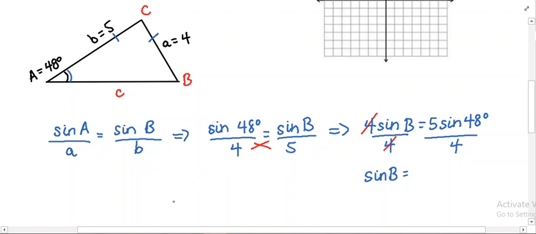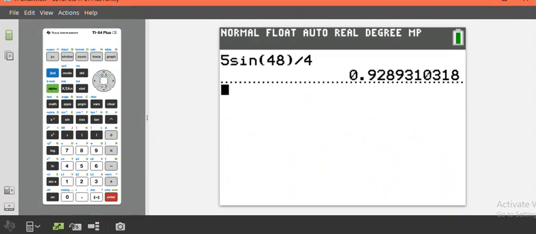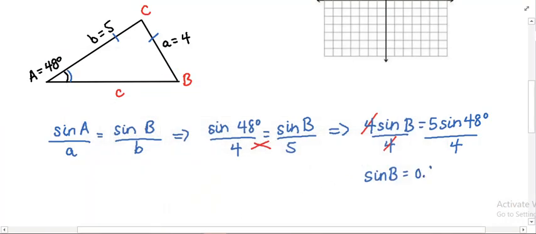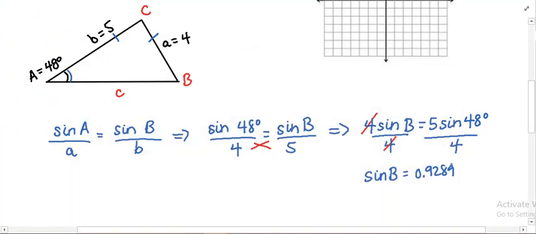I'm going to go to the calculator and do 5 times the sine of 48 degrees divided by 4. Make sure your calculator is in degree mode. So we've got 5 times the sine of 48 degrees divided by 4. I'm going to go ahead and jot down this decimal: 0.9289310318.